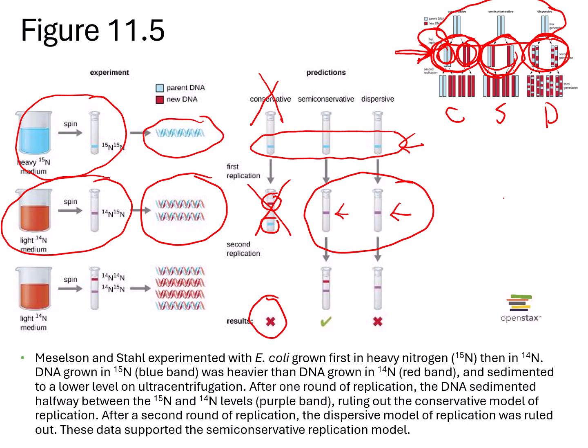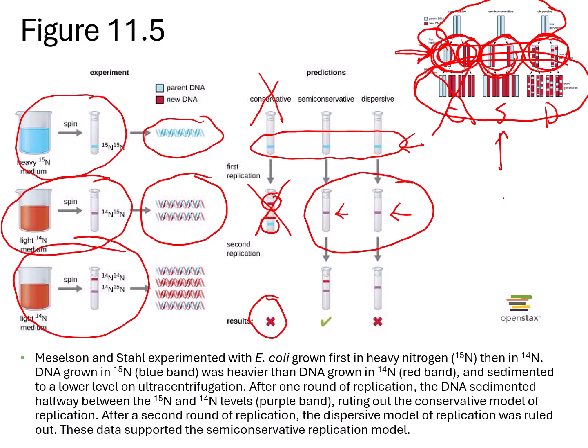Then they allowed the E. coli to continue to grow in nitrogen 14, that light nitrogen. And they looked at what they would expect to see after that second round of replication. Again, we don't care about this one because we already eliminated that.